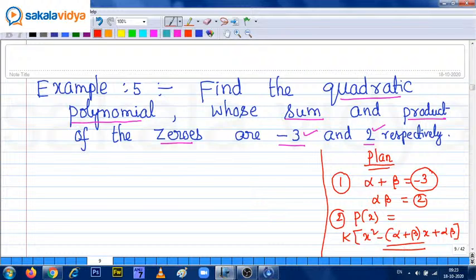But here you need not find out alpha plus beta and alpha beta. Directly alpha plus beta and alpha beta are given in the problem. Please remember, this problem is a different problem. Okay. So let us implement this plan now. Solution.